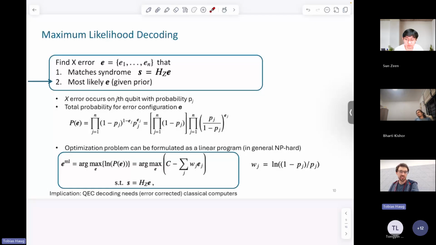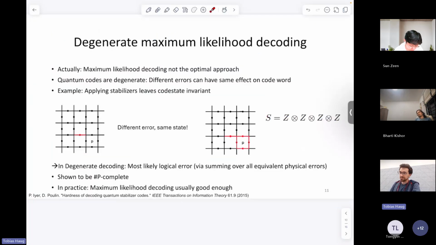So this is how you do decoding on a classical computer as well. But quantum error correction is different from classical error correction, and similarly the optimal decoding is different from what you would do in a classical system. What I just told you is not the best way to decode a quantum error correction system. The reason is that quantum error correction has a feature called degeneracy, which you don't find in classical systems. Degeneracy means that different errors can have the same effect on the code words. I think you already learned why this is the case.